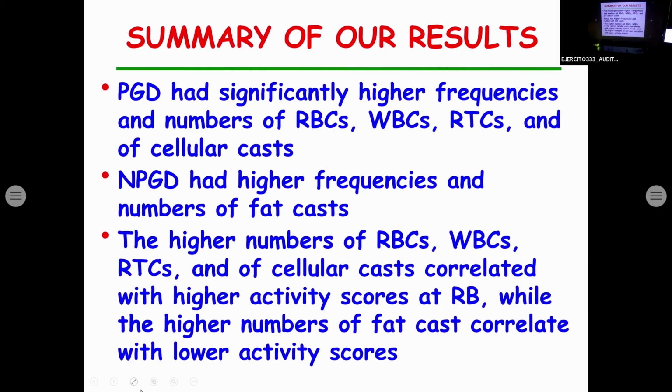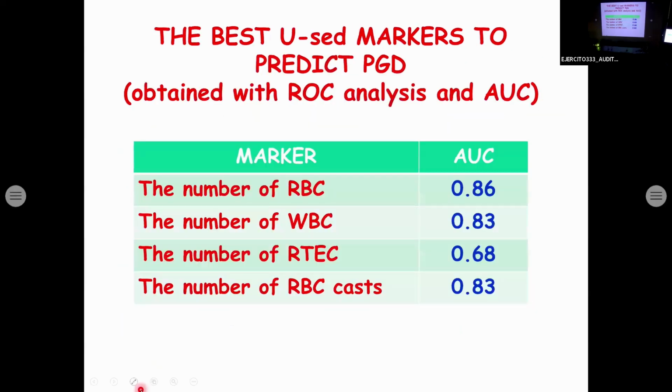So the number of cells and casts depends on the type of glomerular disease and the histological activity and chronicity scores. The higher the activity score, the higher is the number of cells and casts. The best markers of urinary sediment to predict a proliferative glomerular disease were the number of red blood cells, white blood cells, renal tubular cells, and red blood cell casts. These are the AUC which we obtained.